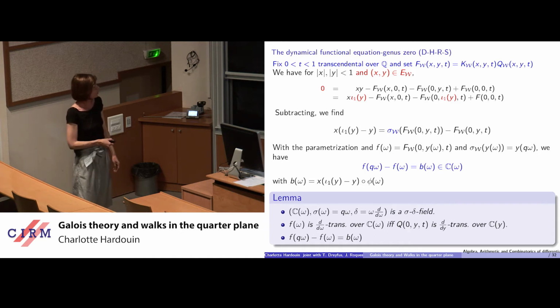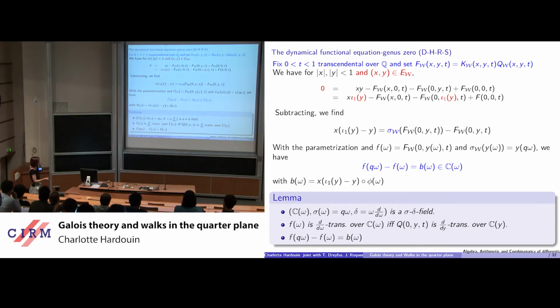You can also show that the function f is d over d omega transcendental over the rational functions if and only if your generating series is d over dy transcendental, essentially because you pass from one to another by composing with a rational function. And then you have this very easy rank 1 non-homogeneous differential equation.